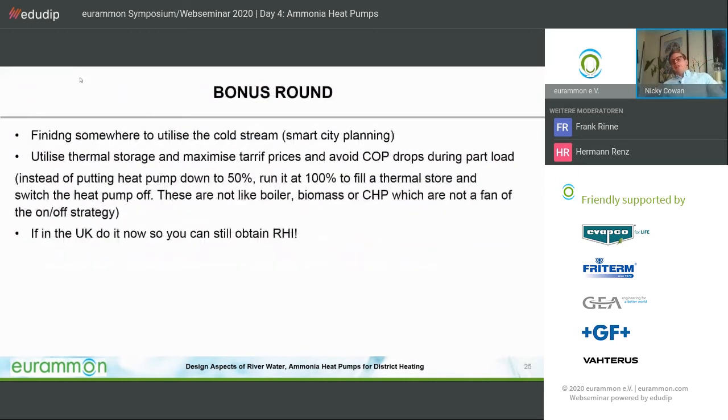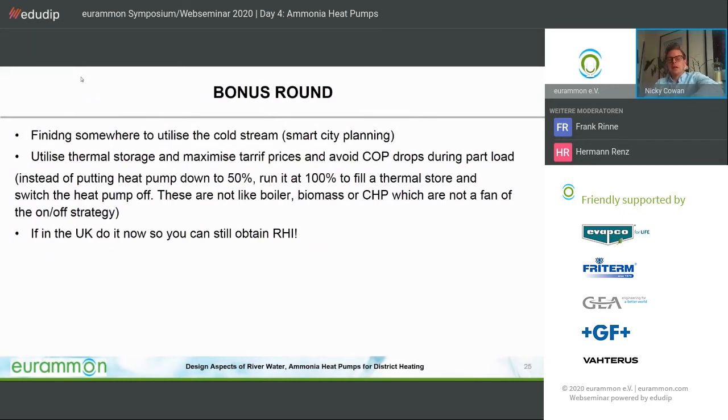And finally, for heat pumps, not only are they cool because they cool rivers down and we can do district heating, if you find a way, because we're cooling the river down, if you've got 5 degrees and then 2 degrees off, if you can find somewhere to utilize that 2 degrees, you've made a cool stream. So why not use that to do some cooling? If you've got a hospital nearby or a data center, capture the waste heat from that and tie it together.